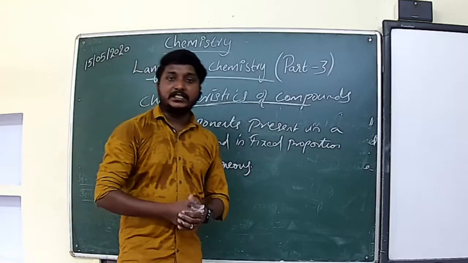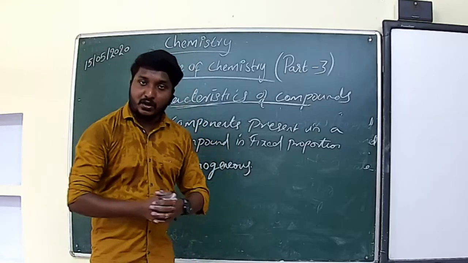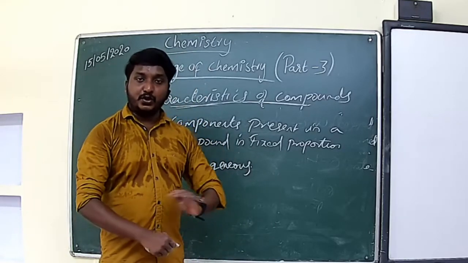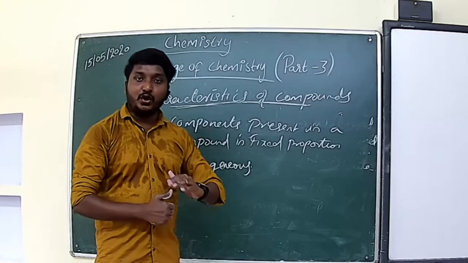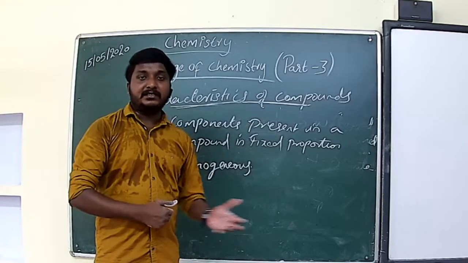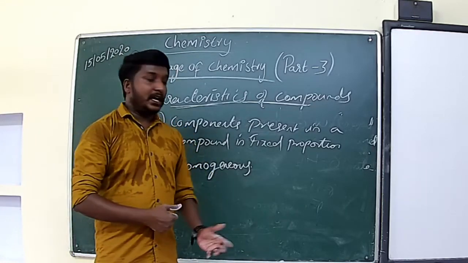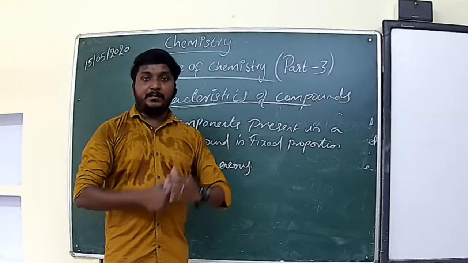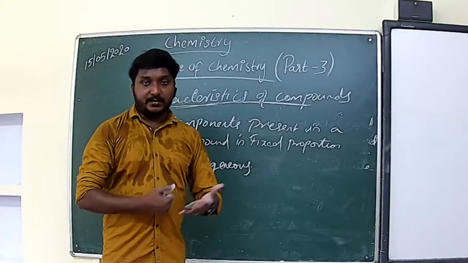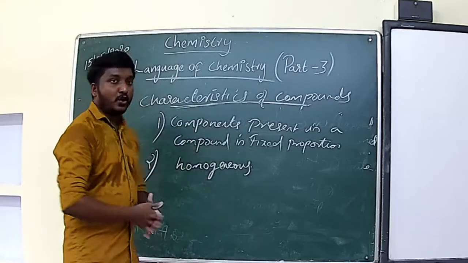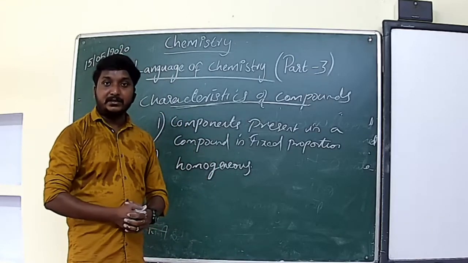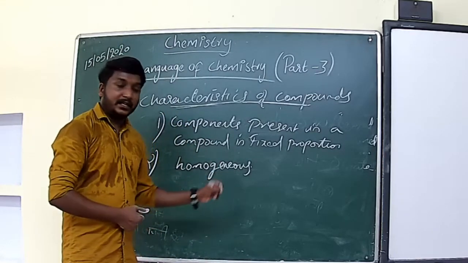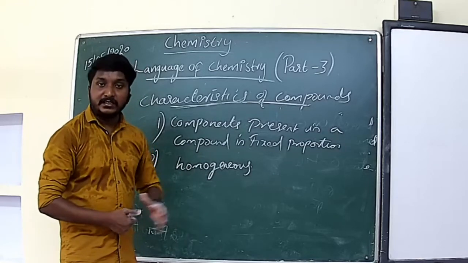And a heterogeneous mixture means the particles are not distributed uniformly, that is, non-uniformly distributed. That mixture we can call a heterogeneous mixture. And a homogeneous mixture means the particles are uniformly distributed. Clear? So compounds are homogeneous. That means in compounds, the particles or components are uniformly distributed.